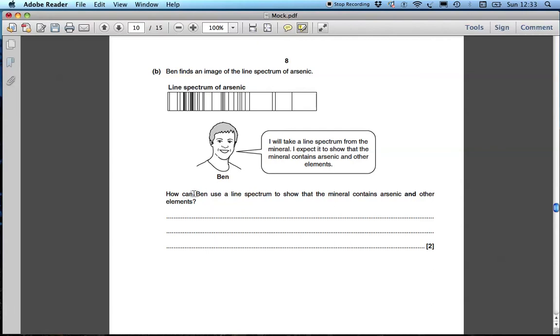How can we show that there are other elements? If there are extra lines in the line spectrum of the mineral, then there must be extra elements. And that was the second mark. So the first mark was if the lines match up between the line spectrum of arsenic and the line spectrum from the mineral. That's 1 mark. And for the second mark, it was for saying that if there's other lines in the line spectrum of the mineral, then there must be other elements.